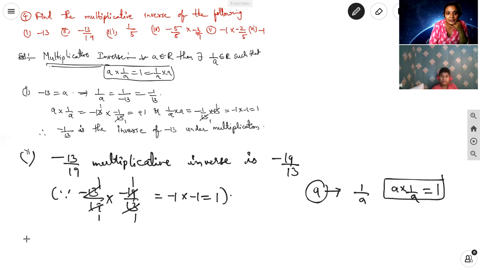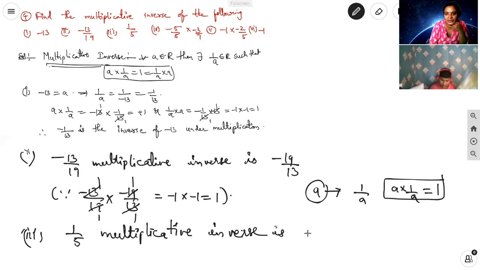Okay. Third one, 1 by 5 multiplicative inverse. The reciprocal of 1 by 5 is 5. So just check 1 by 5 into 5. How much are you getting? Simply you are getting 1. So this is correct.